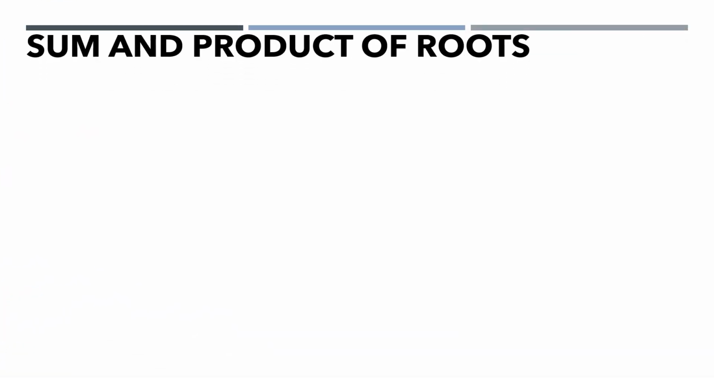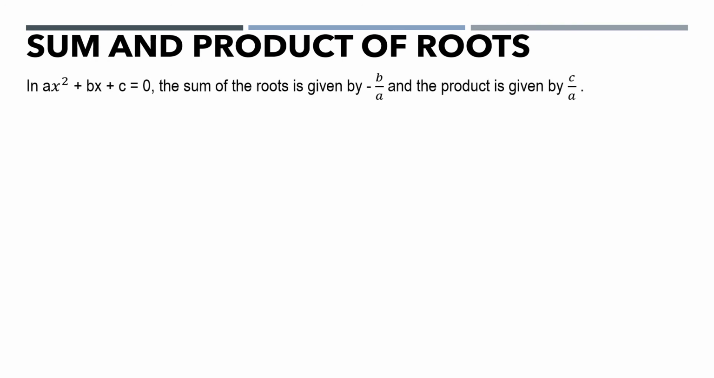Next, we have sum and product of roots. In ax squared plus bx plus c equals 0, the sum of the roots is given by negative b over a, and the product is given by c over a. Tandaan, kapag sum of the roots, negative b over a. Kapag naman product, c over a.